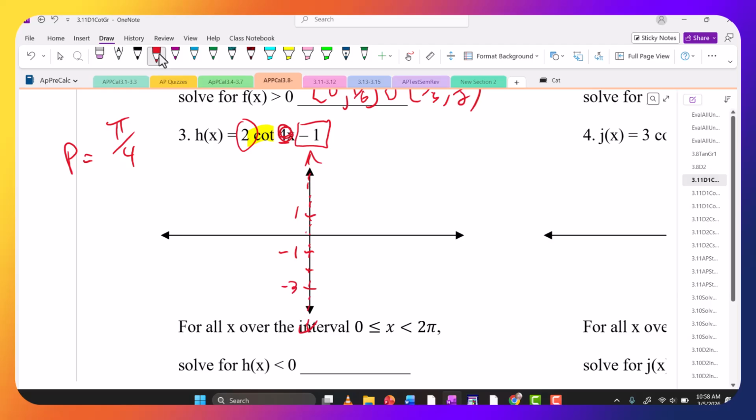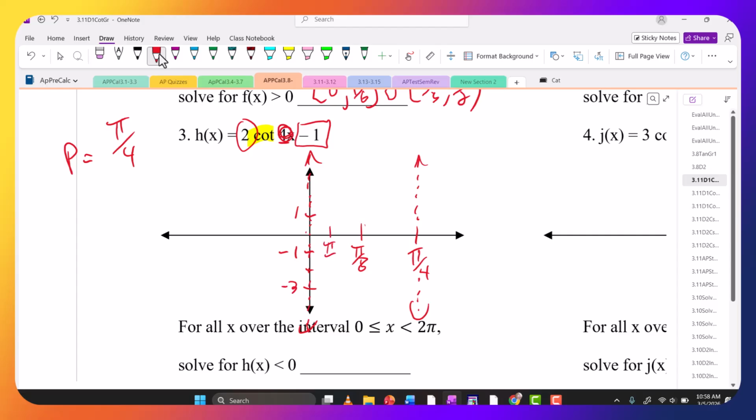And then the period is pi over 4. So just do it. This is the same as sine and cosine. And then what I have to do is cut it in half. Half of pi over 4 is pi over 8. Half of pi over 8 is pi over 16.